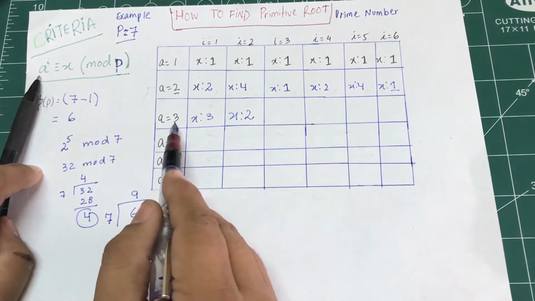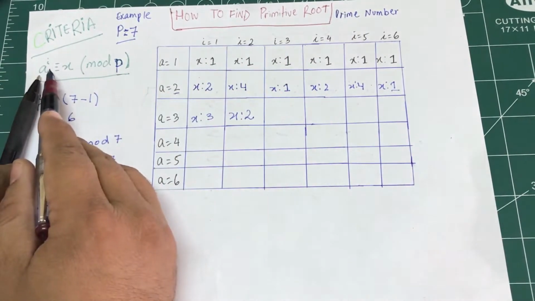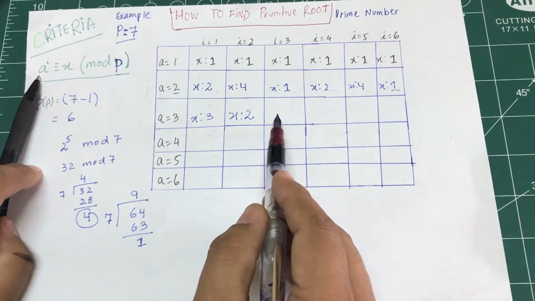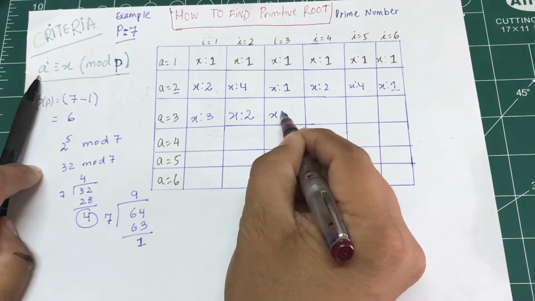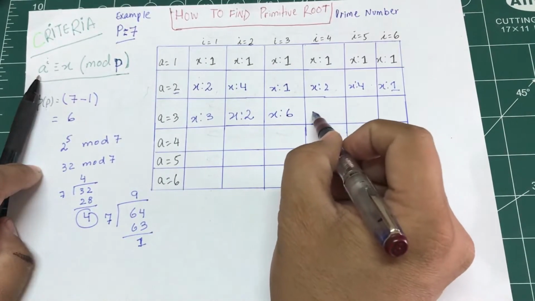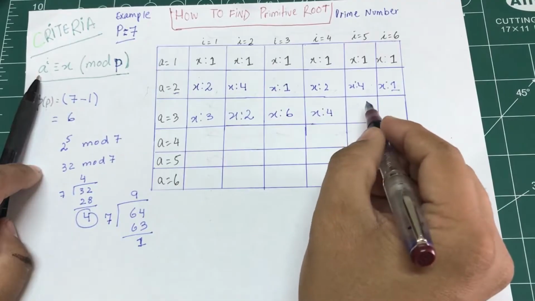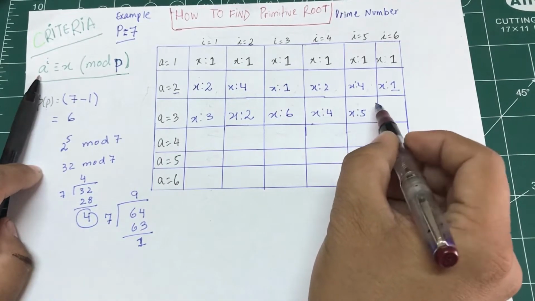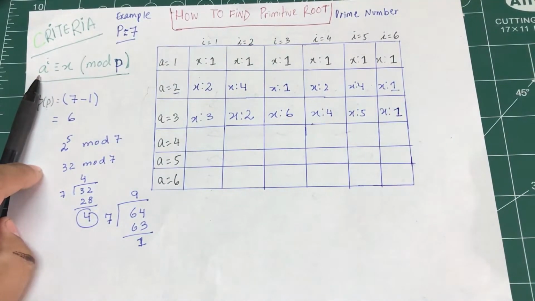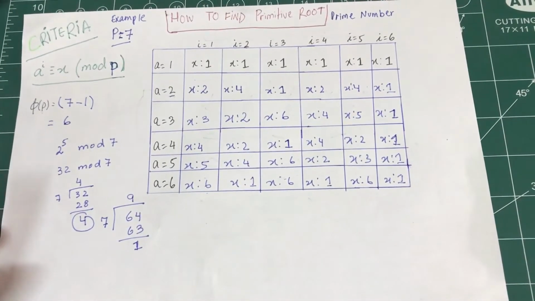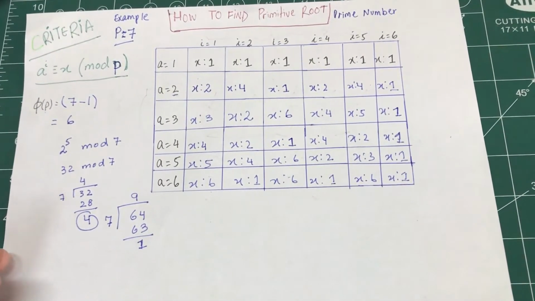So in place of a, we have 3, and in place of i, we have 3 now. So 3 raised to 3 is 27, and 27 mod 7 would be 6. We're just taking the remainder and so on. So let me quickly populate this. I hope you're getting an idea of what I'm trying to do here. Then I'll tell you which one is a primitive root. Okay, I just populated this, just to show you.